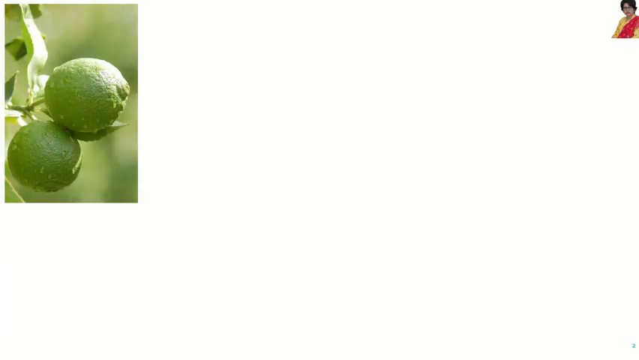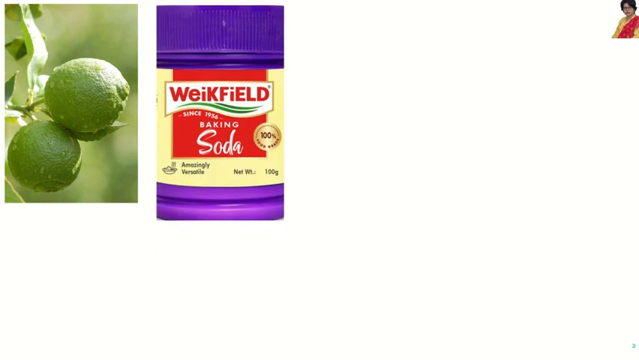Have you ever tasted lemon? It tastes sour. Or the taste of baking soda is bitter. And we cannot taste soap, so we can only feel it's slippery. So these everyday items have something in common: they are either acids or bases. But how can we tell the difference without tasting them?